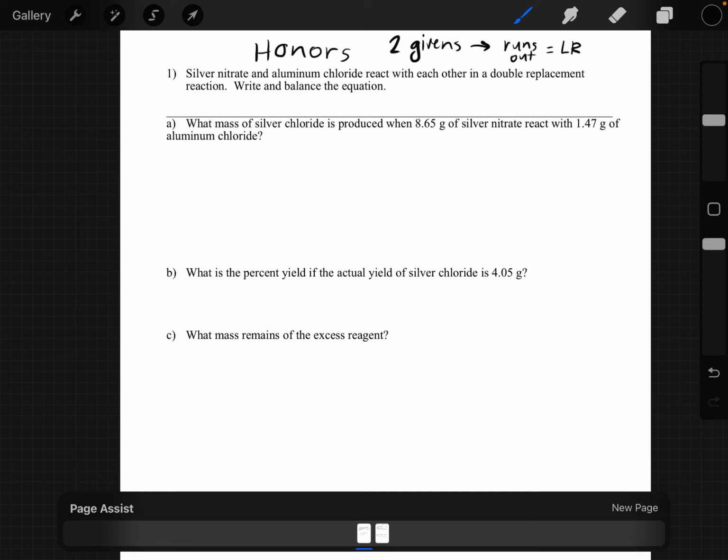Okay, and so a really good hint to use for our test is if you ever have a problem that has 2 givens, like this one right here, you should have a big red flag or a big flashing light in your brain that tells you, whoa, if I'm comparing 2 givens, I have to do this limiting reagent stuff. Because all the other types of problems, they'll just have the one given where you just have to decide how much stuff is needed of the other substance.